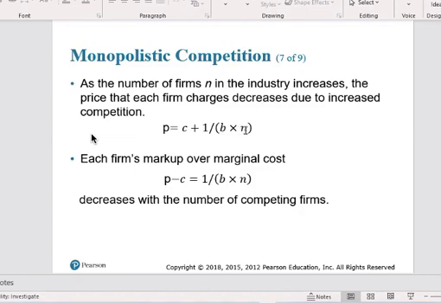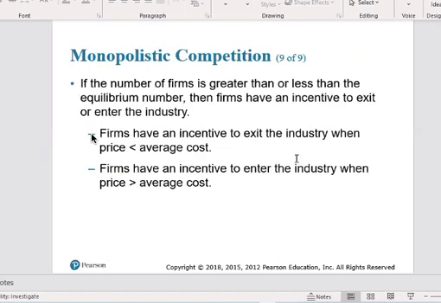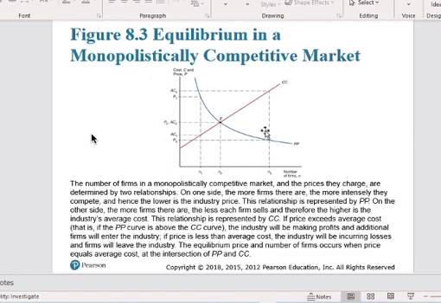So what we don't know is N. This P is the market price P here. And we do not know N, the number of firms operating in the market. Once we have the average cost curve, we can find the intersection. The intersection will give us the solution for N, the number of firms operating in the market.